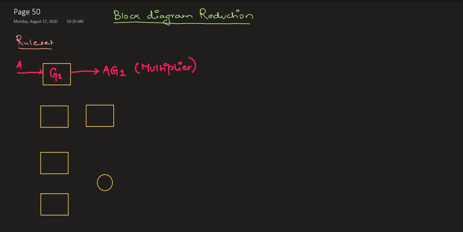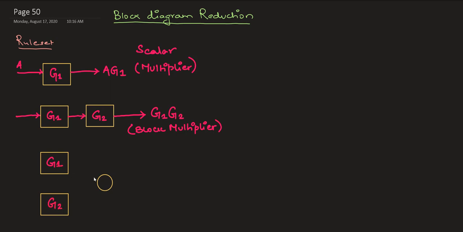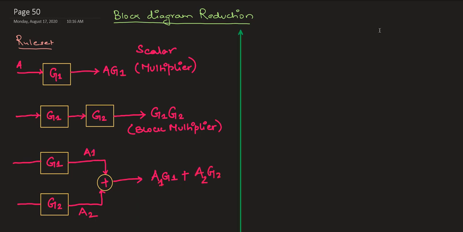Some of the rule sets that we will be using in today's class, or we'll be seeing in today's simplification, the first one being a scalar multiplier. So a block or a system G1 here represents a simple multiplier. It multiplies with your input A1, giving your output A1G1. Now you have next a series of systems G1 and G2, which is your multiplier, and the output is given as G1 and G2.